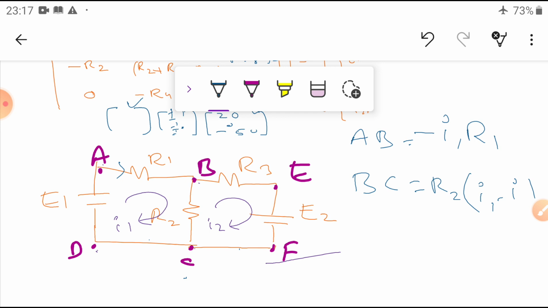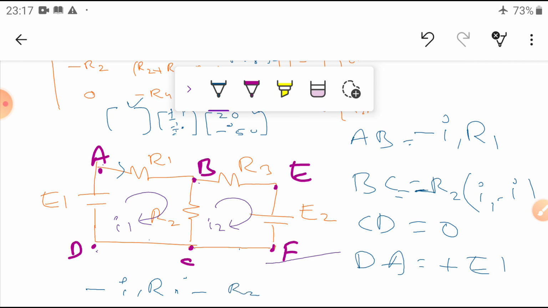Okay. Now, coming to C to D, no drop. Next, D to A. So, minus to plus, you take plus E1. Then combine this. What is the equation we are going to get? Minus I1 R1. Next, the same thing, minus R2 into (I1 minus I2). Next, plus E1 is equal to 0. This is the first equation.